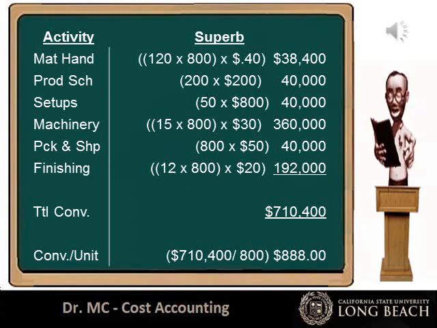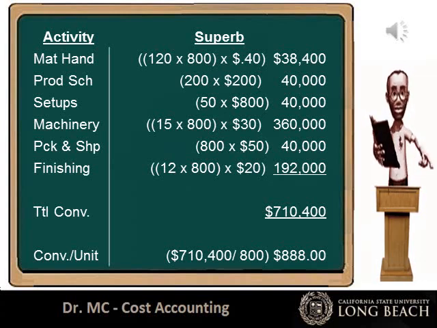We will now calculate the conversion costs applied to all of the superb units, and then divide that total by 800 superb units. The material handling costs applied to all of the superb units are 40 cents per part times 96,000 parts, which is $38,400. The production scheduling costs applied to all of the superb units are $200 per production order times 200 production orders, which is $40,000. The setup costs applied to all of the superb units are $800 per production setup times 50 setups, which is $40,000.